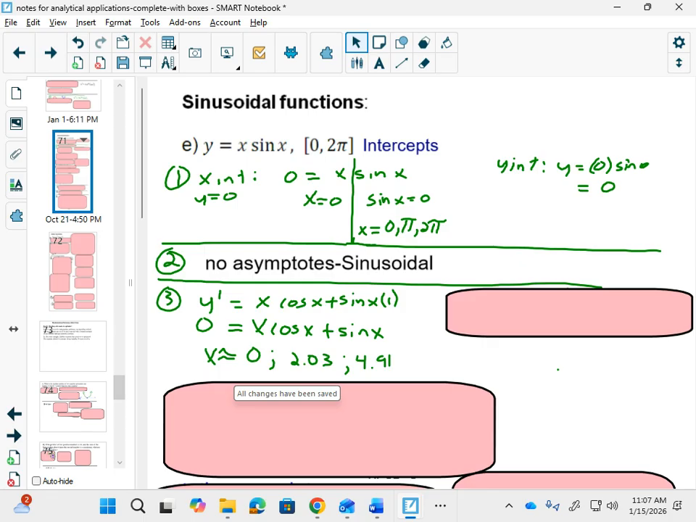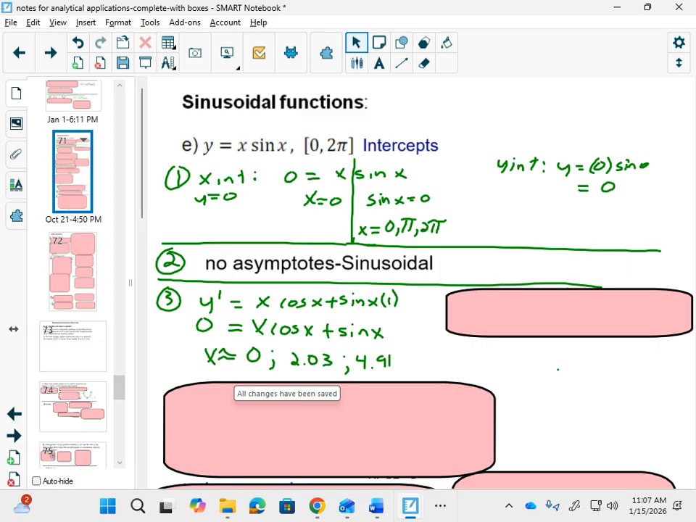For this, when we find our first derivative, which includes the product rule, and solving this, those second two numbers can only be found with technology. So for that reason, if you had technology, you could just graph it on your graphing calculator and get the graph. That's what you would do on the exam.